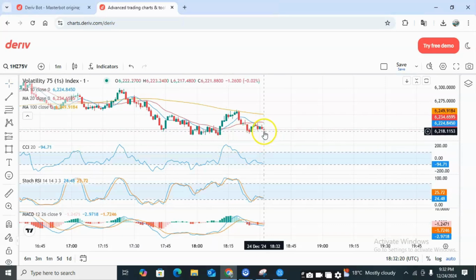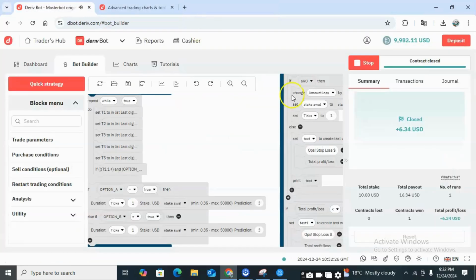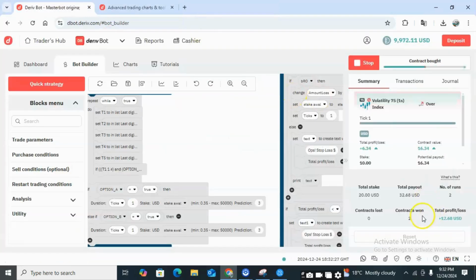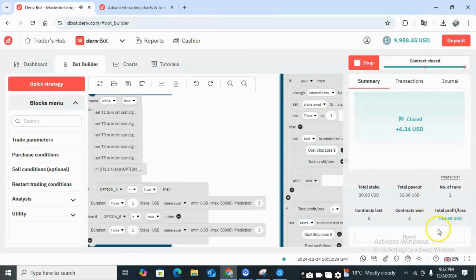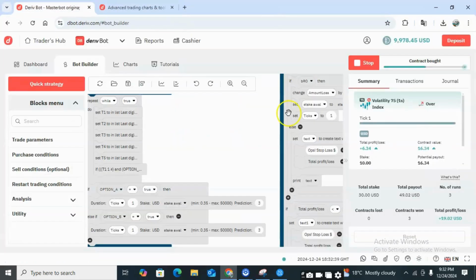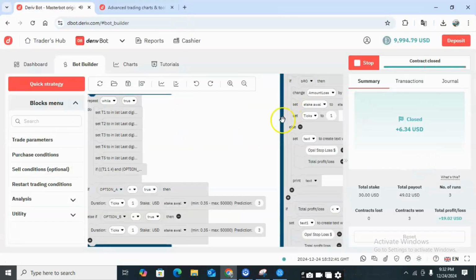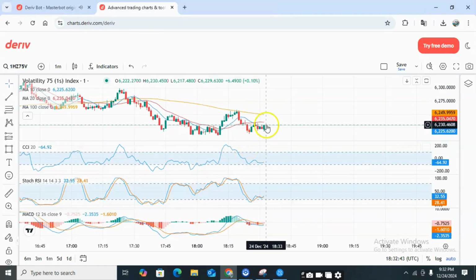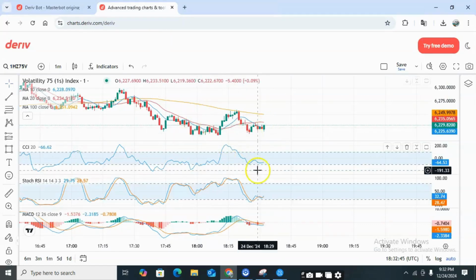So you can see here, it has taken our first trade, and it's a win. Our second one also, it's a win. So maybe we can choose to go to 8, but you can see here it's a green bar, and our bot usually waits for a red bar. That's our third contract. Okay, so let's wait.